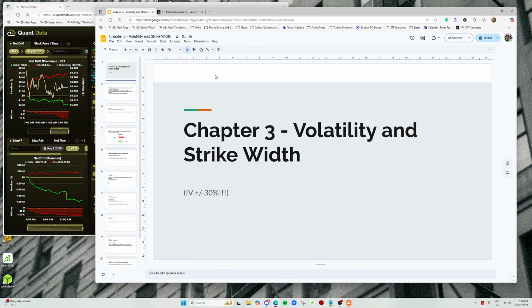So today we're going to talk a little about volatility and a little about strike width. I put a little hint there at the bottom called IV plus or minus 30%. That is kind of my personal rule of thumb. Of course, I've taken this from other volatility studies and from other traders.